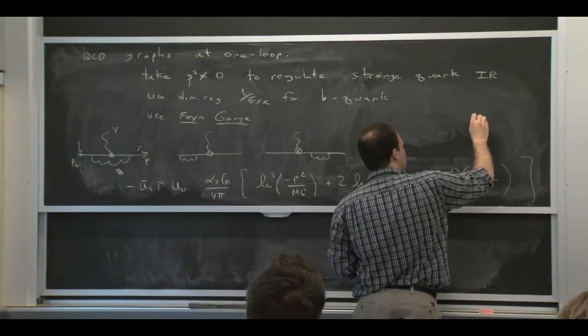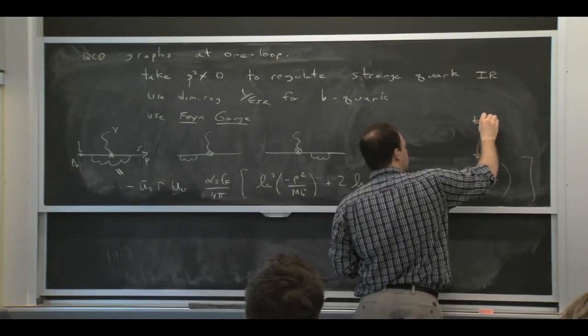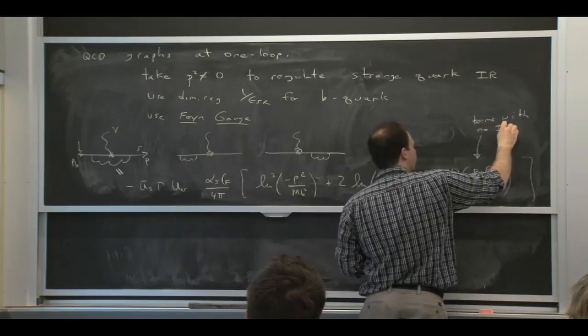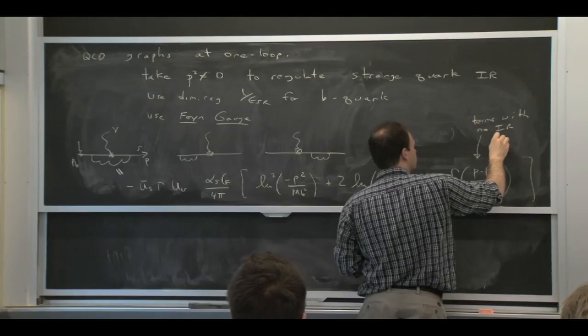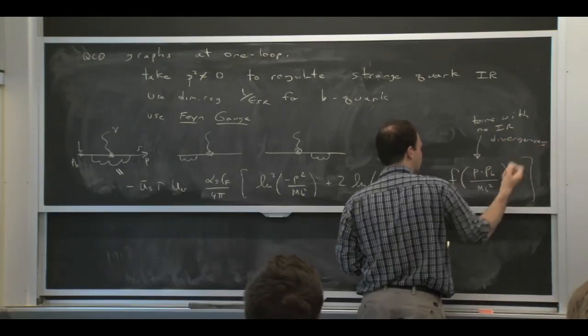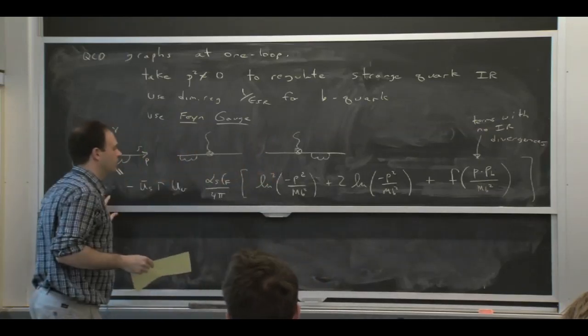So terms with, what I mean by finite here is terms with no IR divergences. So the IR divergences are these single logs and double logs, and then there's some remainder that I can write that way.